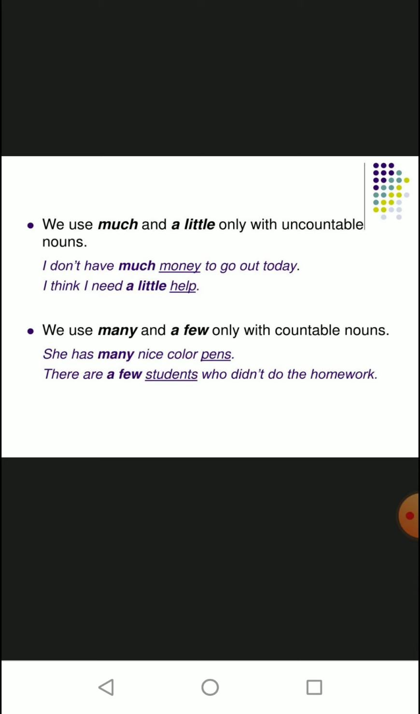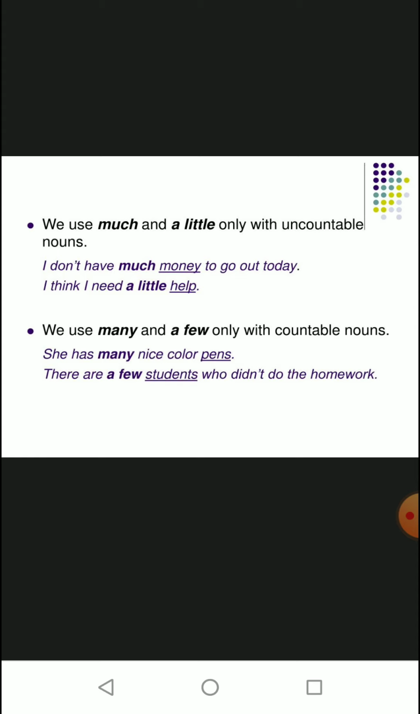Now let us consider example. I don't have much money to go out today. I need a little help. Now difference between much and many. See, much money is when you cannot count, you don't count money, you count notes and you count coins, whereas money as a whole you do not count. Same, you cannot count help but you measure it, so that is why a little. Whereas many you can count, few, a few you can count, that is a number, a countable noun.